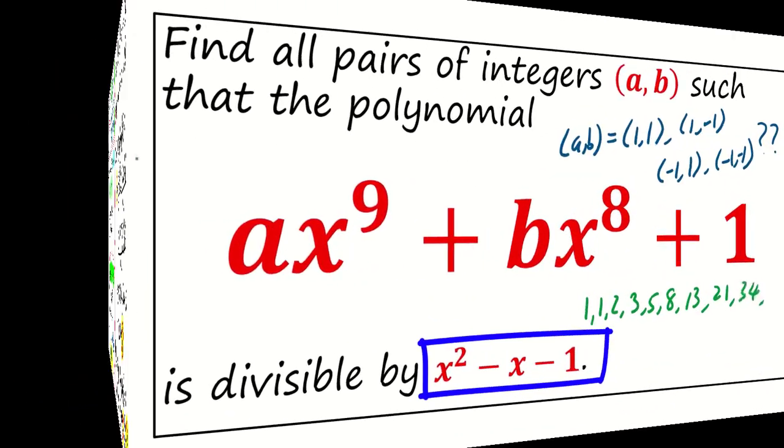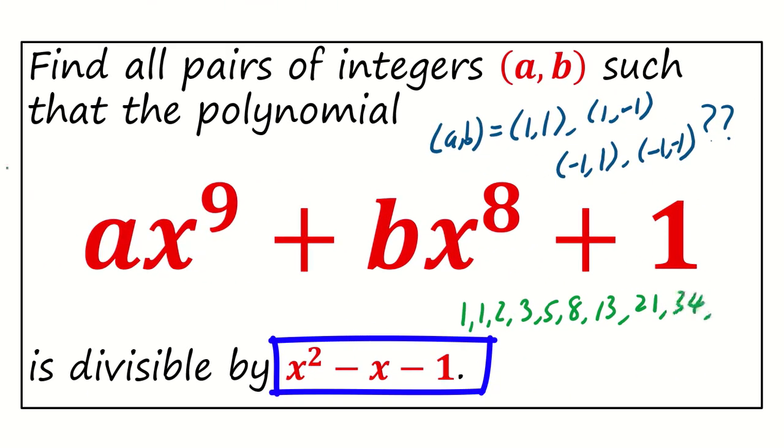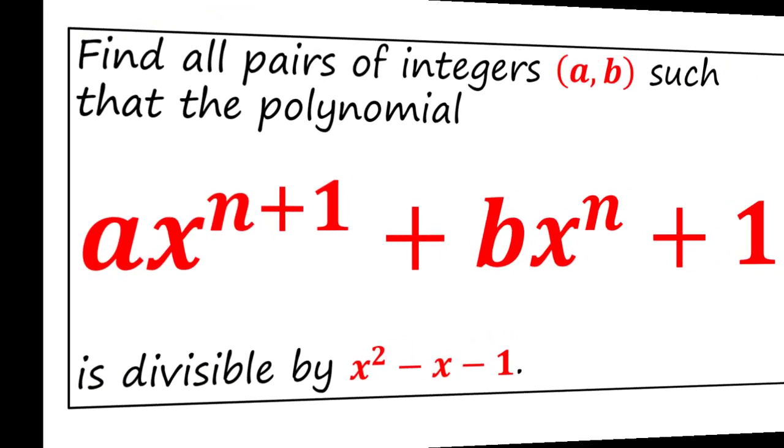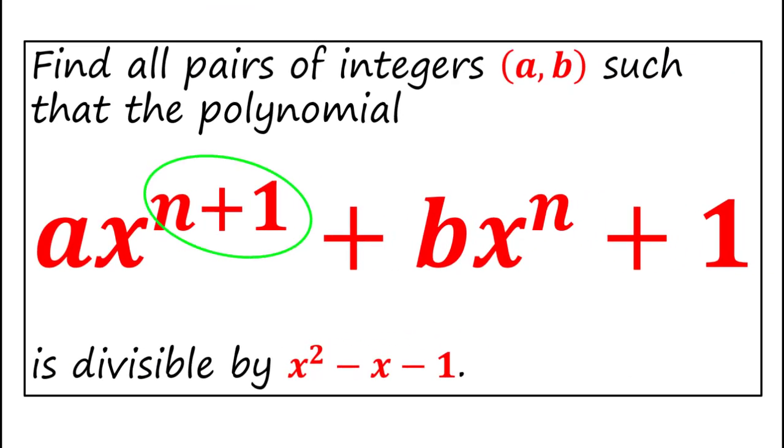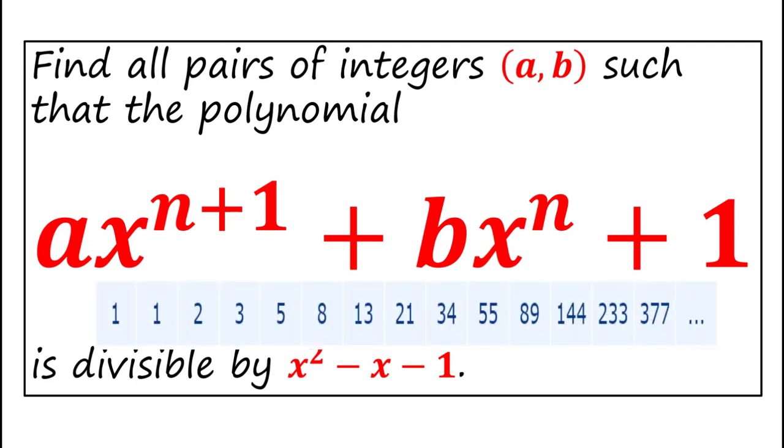As mentioned in the beginning of the video, a, b may be related to the terms in the Fibonacci sequence. Let's look at the Fibonacci sequence. Then we find out that indeed 21 and 34 are two consecutive terms in the Fibonacci sequence. In fact, this question can be generalized: ax^(n+1) + bx^n + 1 is divisible by x^2 - x - 1 if and only if a and -b are two consecutive terms in the Fibonacci sequence.